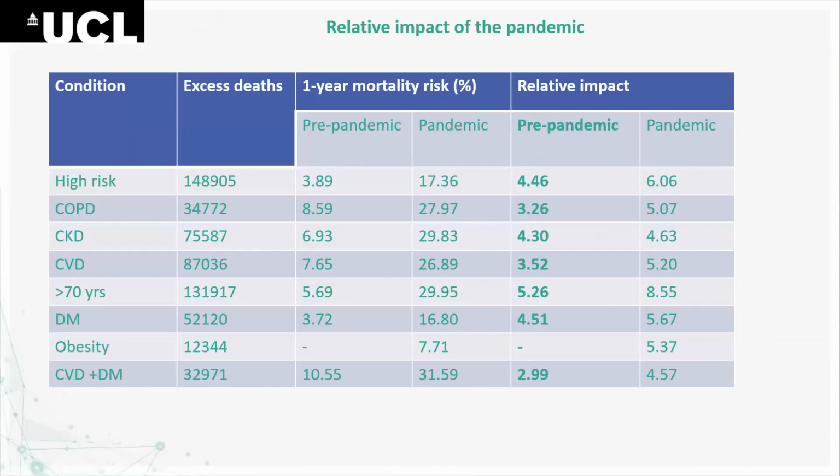And in our analysis originally, we talked about this relative impact. How much does the pandemic add to your baseline mortality risk? So we've tried to do that to the right of this slide here. If you look at the bold pre-pandemic column, that's comparing the COVID mortality with these risk factors versus the pre-pandemic period. And you'll see that the relative risks vary between 3 and 5 or so for the different conditions, the highest being for over 70 years and the lowest for people with cardiovascular disease and diabetes.